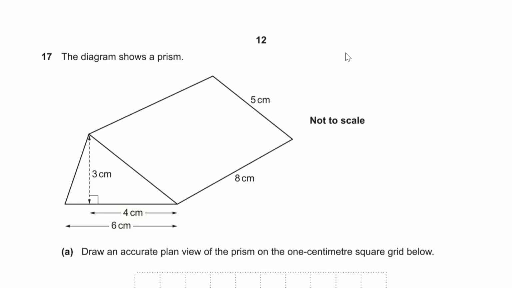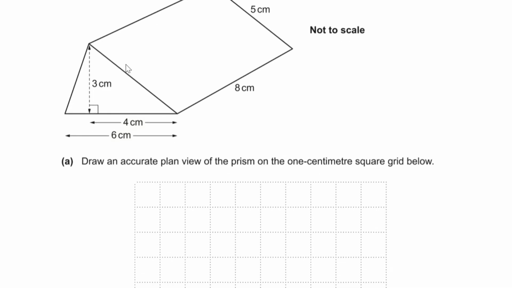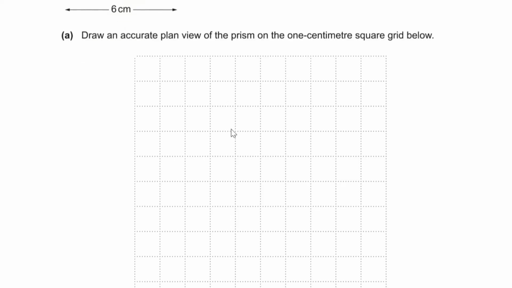Question number 17. The diagram shows a prism. For part A, we have to draw an accurate plan view of the prism on the 1 centimeter grid. What we are talking about when we have the plan is what does the shape look like when I look at it from the top. Well, when I look at it from the top, I've got this 8 this way, and then I've got 6 this way. So my rectangle will be 8 by 6.